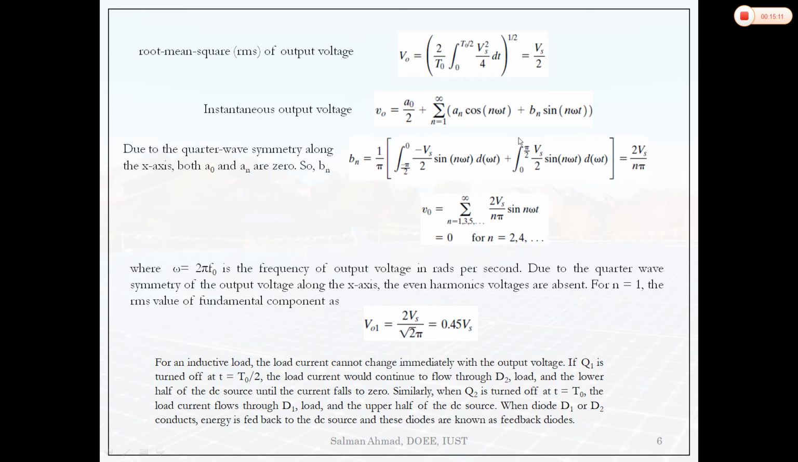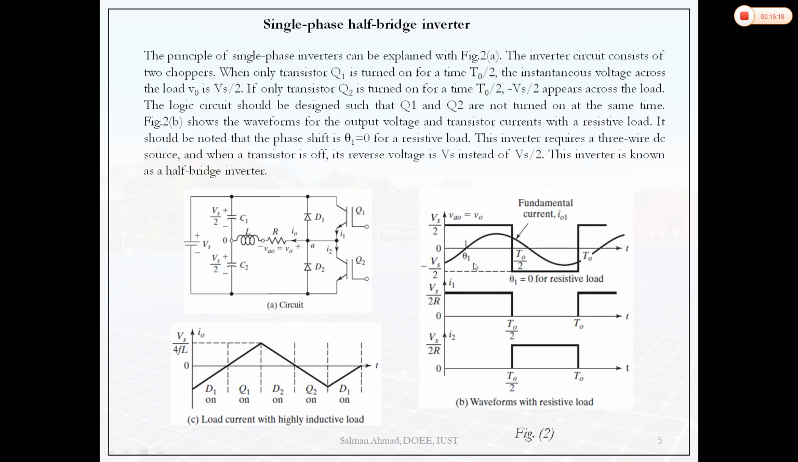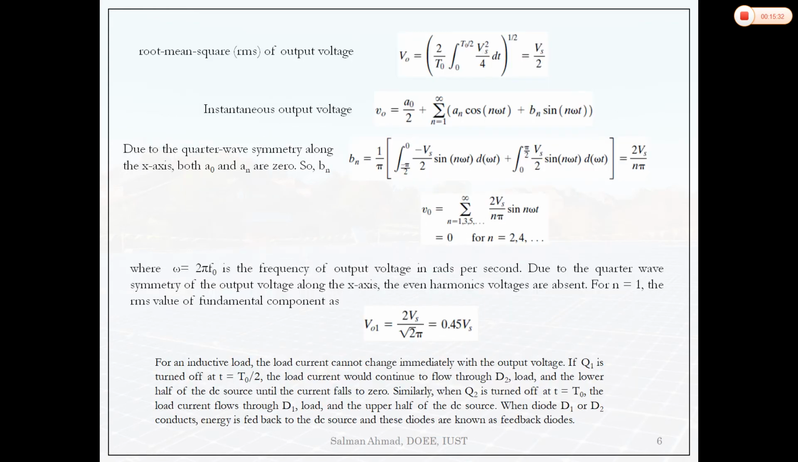So a naught and an will be 0 because it has quarter wave symmetry. Quarter wave symmetry means if you take T naught by 4 here, the left side of T naught by 4 and the right side of T naught by 4 are the same. It gives the same value of the function, so that means it has quarter wave symmetry. In that scenario, a naught will be 0, so we will have only the bn component. We can find the bn component with the help of this expression.